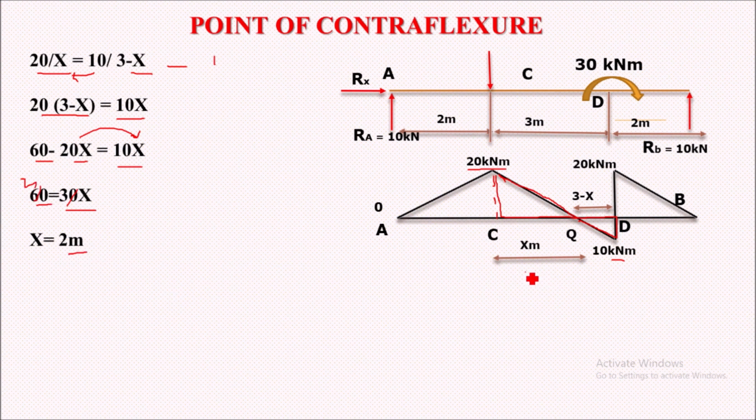So 2 meter is the distance of point Q from point C, while from point D it will be 3 minus 2, that means 1 meter. In this way we can calculate the position of the point of contraflexure.